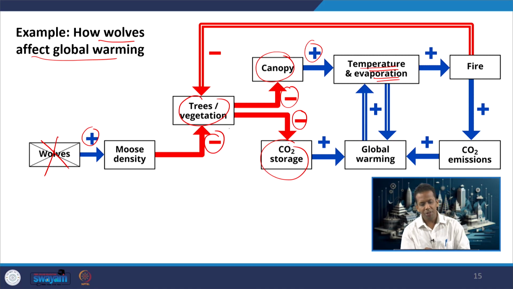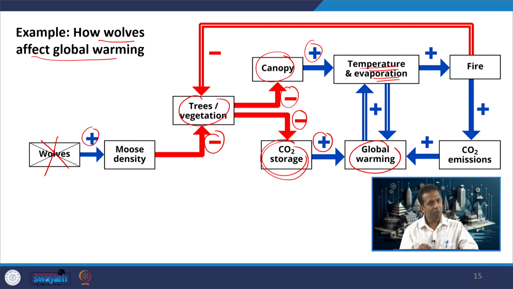And because trees act as a natural CO2 reservoir or sink, trees take in CO2 and they give us oxygen. So, with the reduction in the amount of trees, there will be a reduction in the amount of CO2 storage. Now, if CO2 storage is going down, global warming will increase.